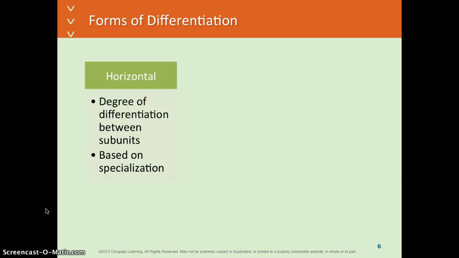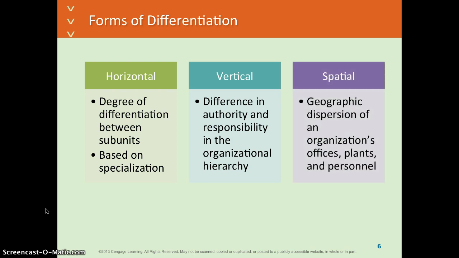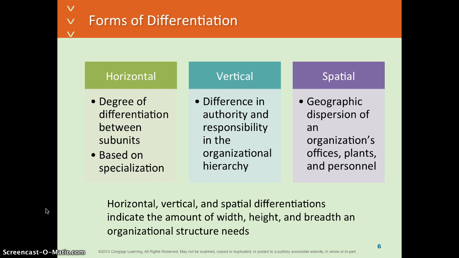There are three forms of differentiation. Horizontal, the degree of differentiation between subunits or more equals. Vertical, that difference in authority and responsibility in your organizational hierarchy. And spatial, geographical dispersement. In a global world as we are now, that one's strong. How you look at the horizontal, vertical, and spatial differentiations will indicate how wide, tall, etc. your organizational structure needs to be.